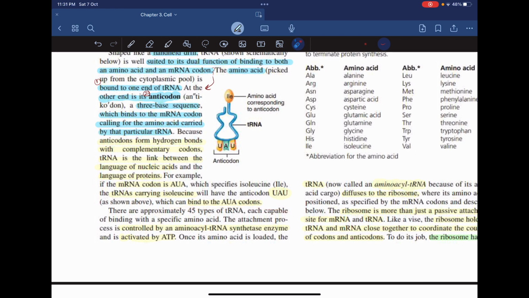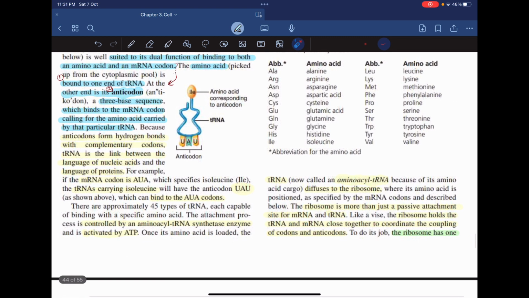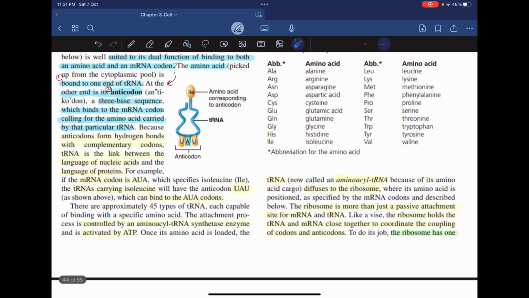The attachment process is controlled by an aminoacyl-tRNA synthetase enzyme and is activated by ATP. So it needs energy, which is in the form of ATP. Once its amino acid is loaded, the tRNA is now called an aminoacyl-tRNA. Why? Because it has an amino acid cargo. So the tRNA diffuses to the ribosome where its amino acid is positioned.